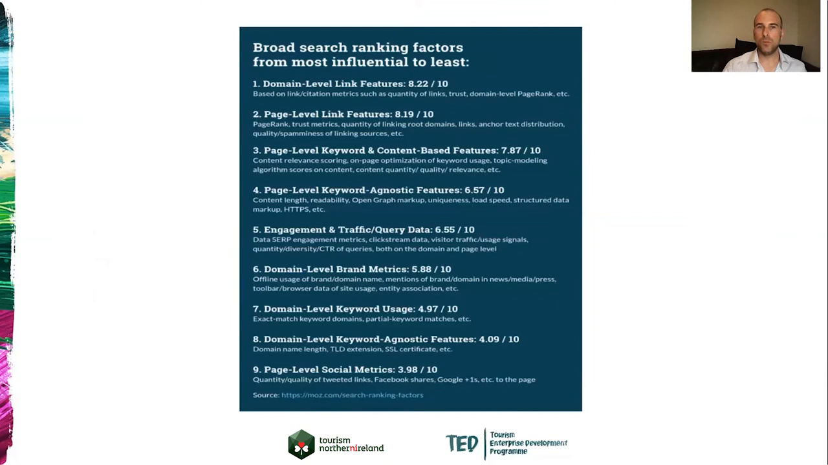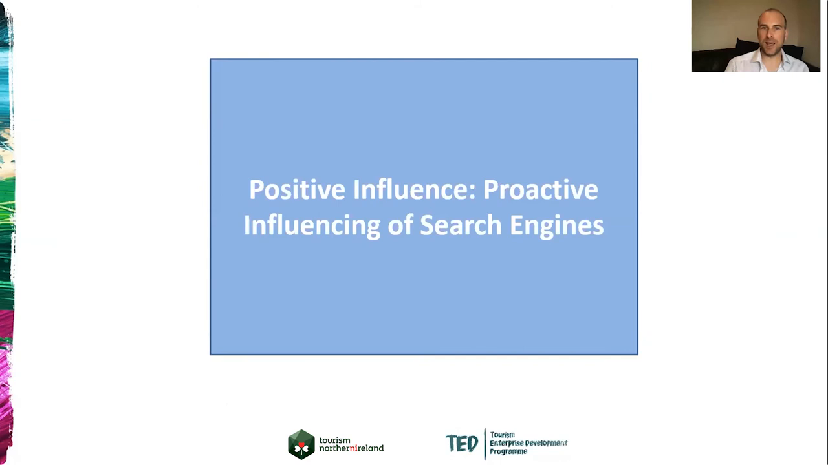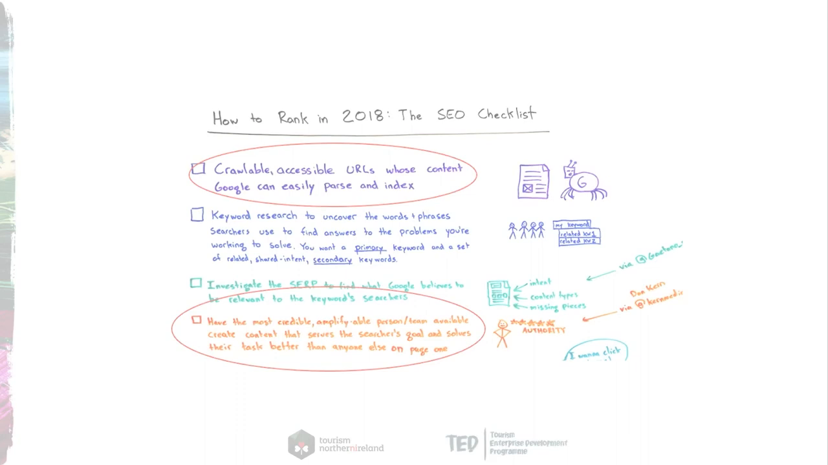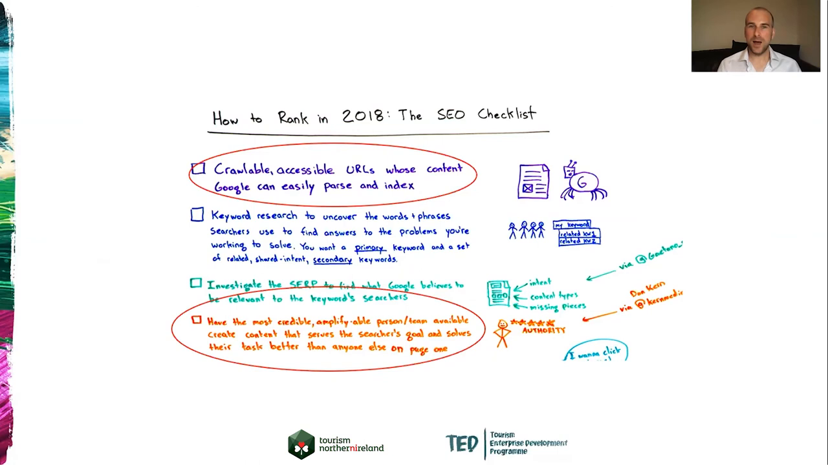So in terms of the most important search ranking factors, there's a number of ones that I want to concentrate on. One of the main areas I'm asked about for clients in SEO was how to positively influence search engines. So let's take a look at an SEO checklist. I've highlighted some of the most effective tactics that I've been able to use in SEO and that worked for me. The first one is having a crawlable, accessible URL whose content Google can easily parse and index.